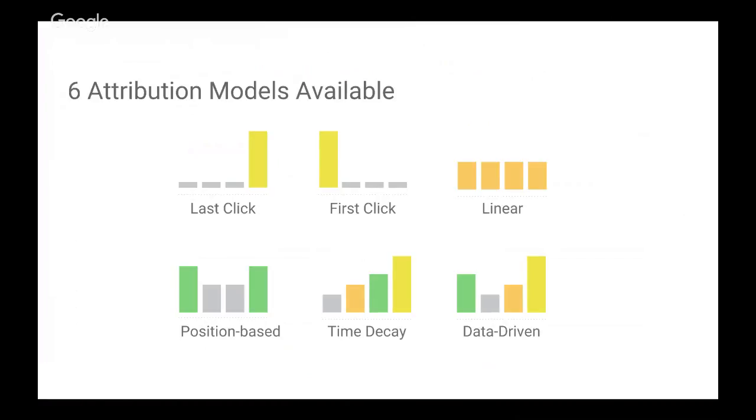And on AdWords, we have 6 attribution models available, and the default one is last click, which means that you will only give the conversion credit to the last touch point. But we also have 5 other alternative attribution models.